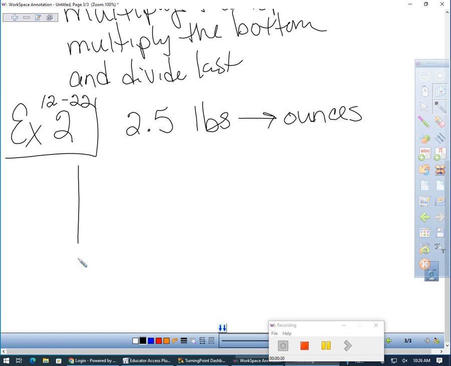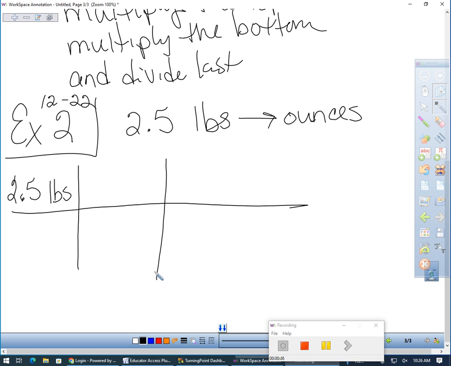All right, so the first thing we do is we draw our ladder. In the first section is where our given information goes, which is 2.5 pounds. Now we're going to put a conversion factor. Does anybody know how many ounces are in 1 pound? 16. Very good. Now, here's the important part of this. I know there are 16 ounces in 1 pound, but what goes where? If pounds are on the top, I need to put pounds on the bottom. Okay? So I'm going to have 16 ounces on the top and 1 pound on the bottom.